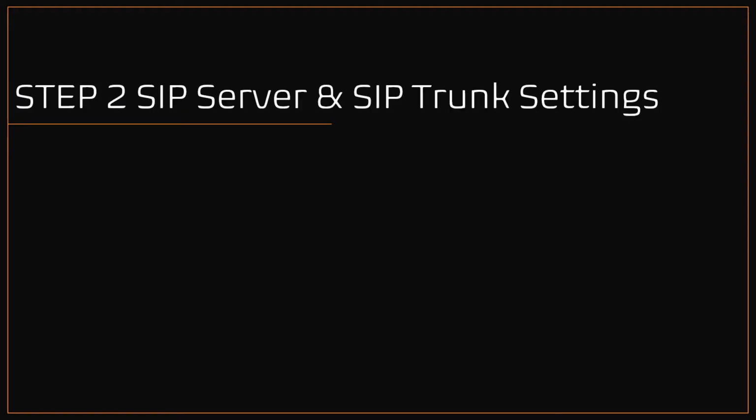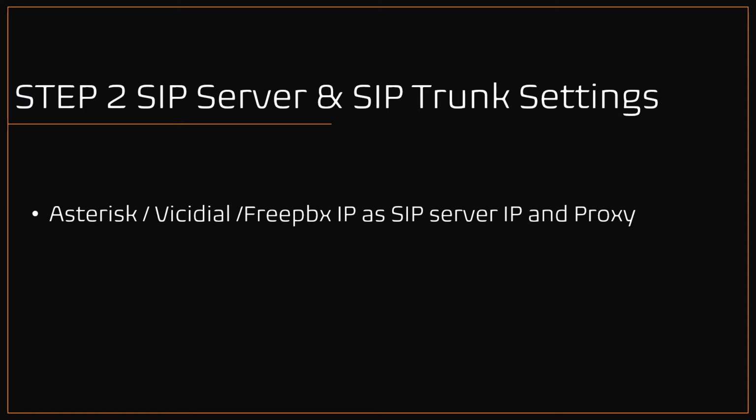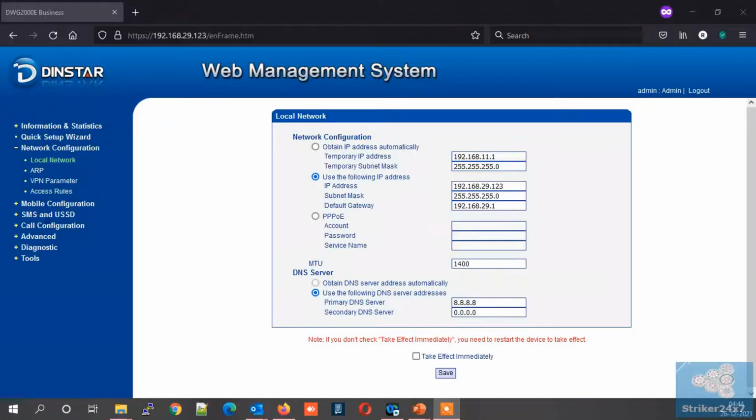Step 2, Dinstar SIP Server and SIP Trunk Settings. Before proceeding with the configuration, we need to know the IP address of the Asterisk or Vicidial server, and the SIP port. By default it's 5060; if changed, you need to set the same in Dinstar. Let's jump to my Dinstar and start configuring the SIP server and SIP trunk.